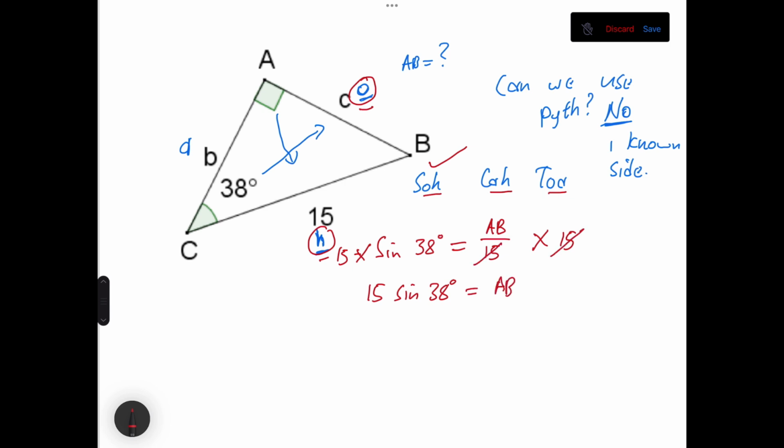So you put that in your calculator. Therefore, AB equals to, now when you get your answer, write it down and round it off to 2 decimal places, and post your answer in the comments. And there we go, that's how we do it.